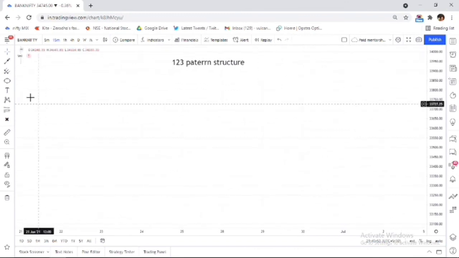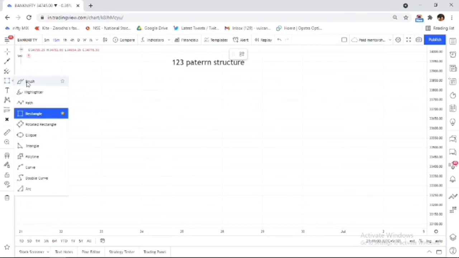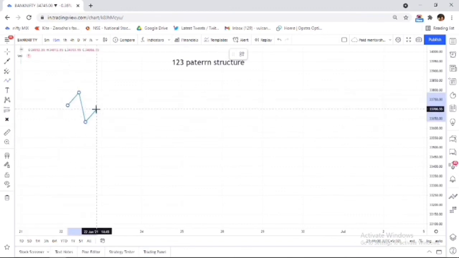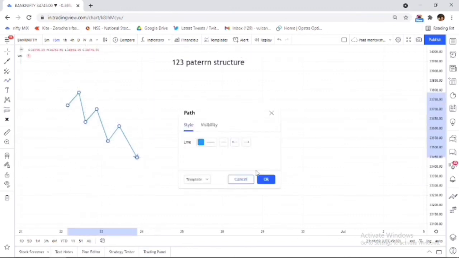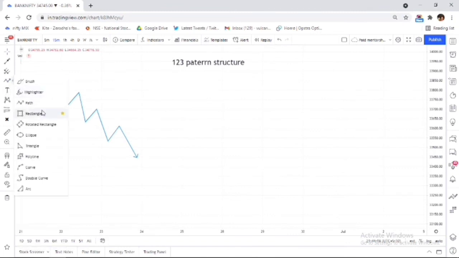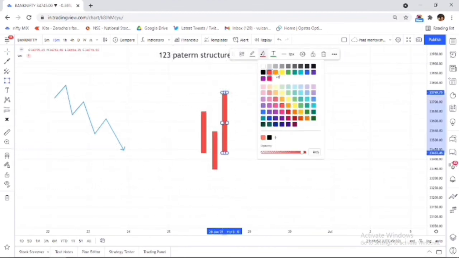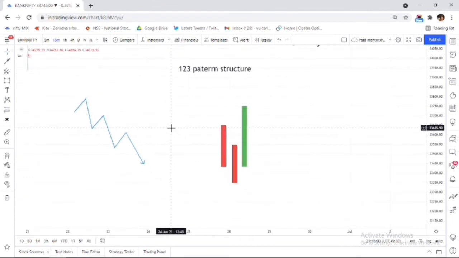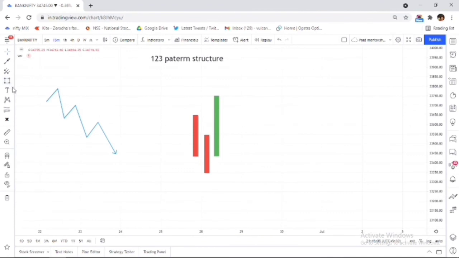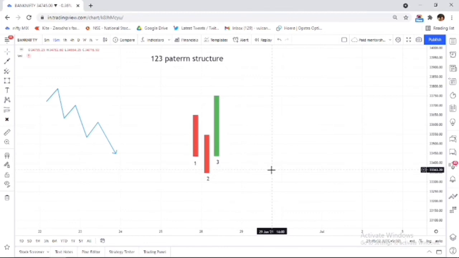Now try to see what my 1 2 3 pattern structure is. First of all we will see the bullish order block, and for that we will see the 1 2 3 structure. Just assume the market was falling down and making lower low and lower high. At some instant you will see that this kind of structure will form in the lower part of the market. I will call this my 1 2 3 pattern structure. This is my first candle, and second and third candle.